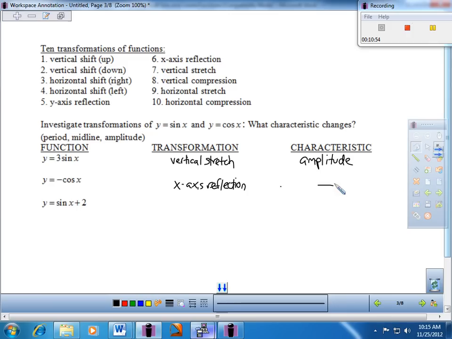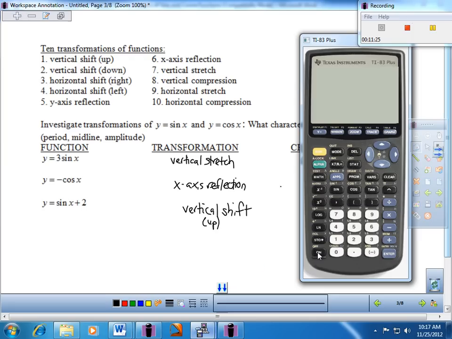Okay, let's do the next. Instead of sine of x, it's just a sine of x plus 2. This is the first one that I teach when doing transformations. Should be a vertical shift. Should be up, by the way. I'll put that in there. And let's go ahead and check it out. See which characteristic changes, if any.